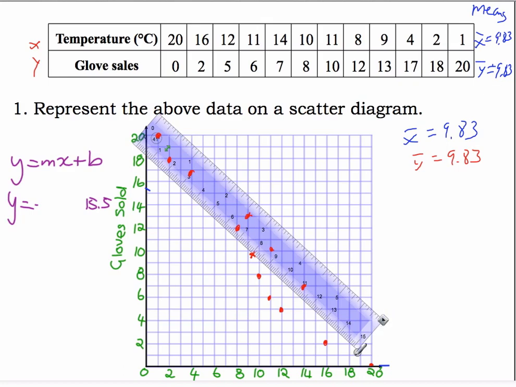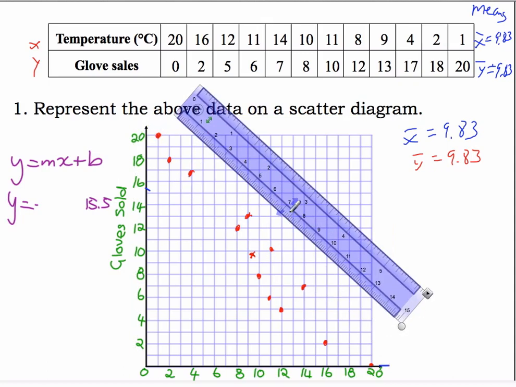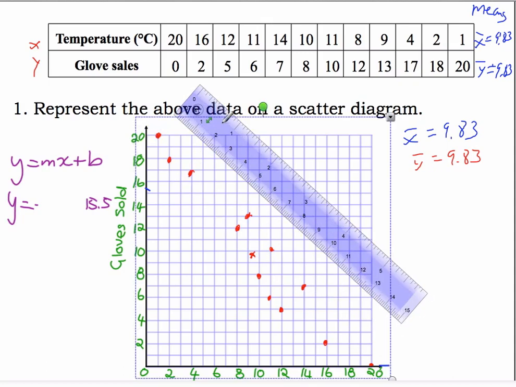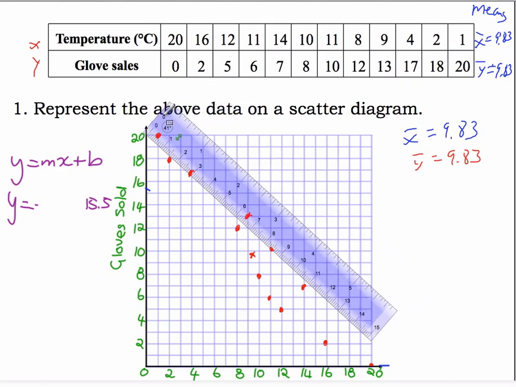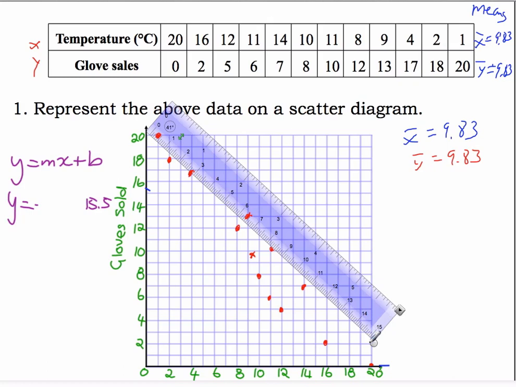So right now, I'm going to rotate this as soon as I figure out how to do that. Hang on.